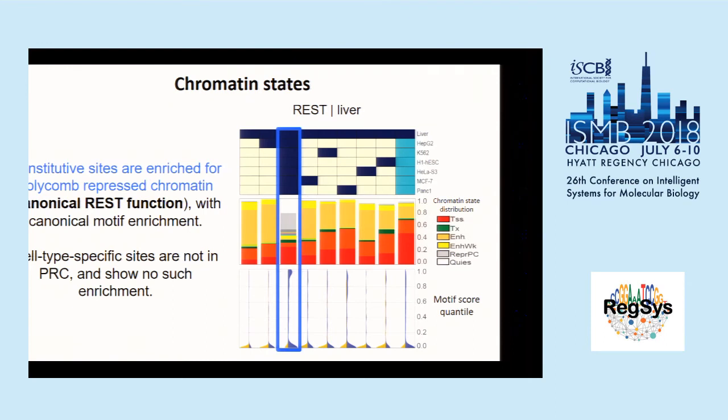We can go further and plot other things for that constitutive subset. Looking at this, we just break it down over chromatin states. We see that the constitutive one is heavily enriched for quiescent and polycomb repressed chromatin. That's sort of the canonical REST function. It's a prototypical repressor. And you've also got canonical motif enrichment when it happens in that subset, not in cell type specific sites, which don't really have very much polycomb repression happening.